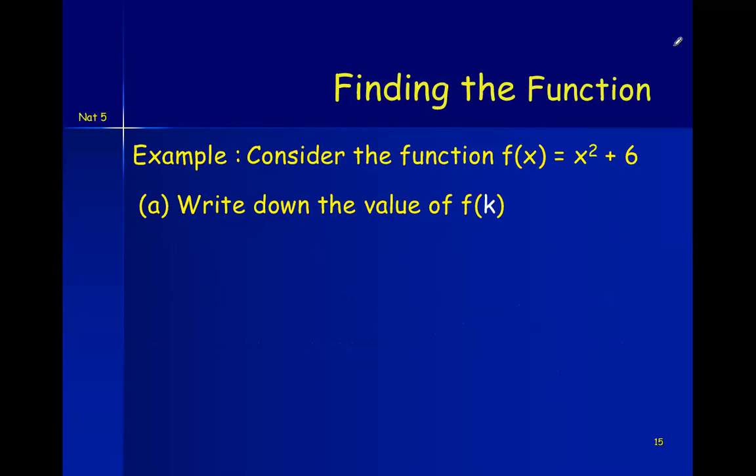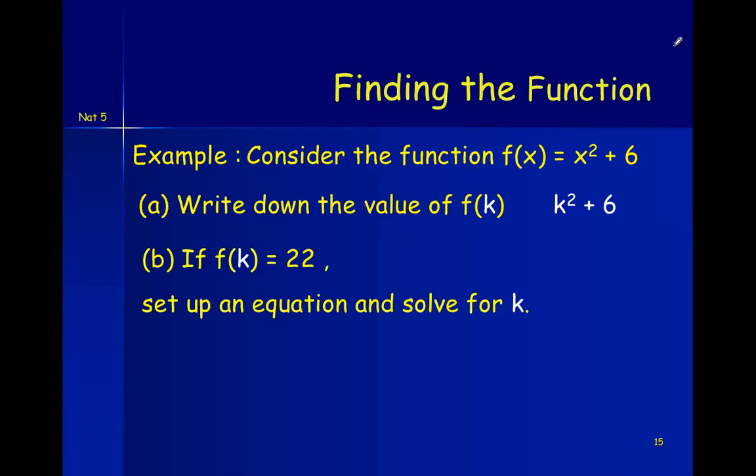Consider the next function, x squared plus 6. We've been asked to write down the value of f of k. Exactly the same process. But this time f of k is just k squared plus 6. So ideally, you would write the equal sign here. Now the next question is, if f of k equals 22, set up an equation and solve for k. So we need to solve k squared plus 6 equals 22.